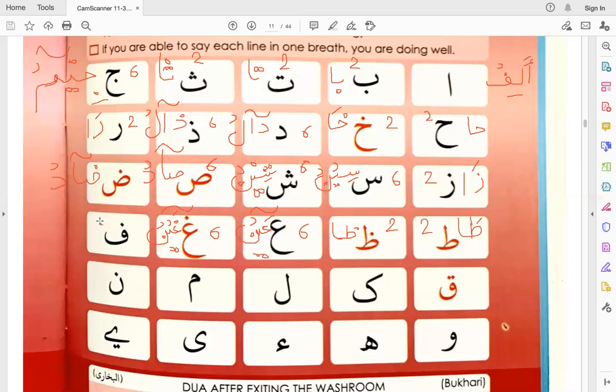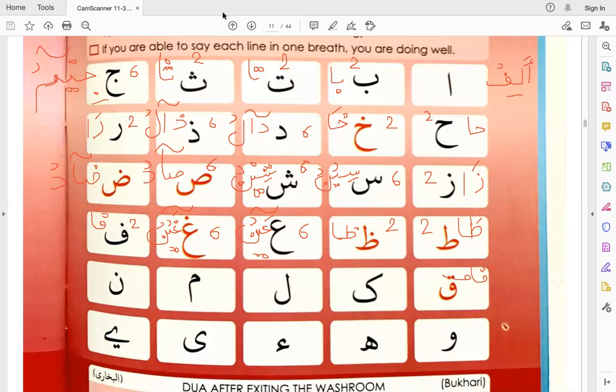Fa. Why am I just giving two haraka? Because there are only two letters involved to pronounce this letter: fa and alif. So we are stretching it two haraka long. Qaf. Why are we stretching it six haraka long? Because more than two letters are involved to pronounce this letter, and these are three letters: qaf, alif, and fa.